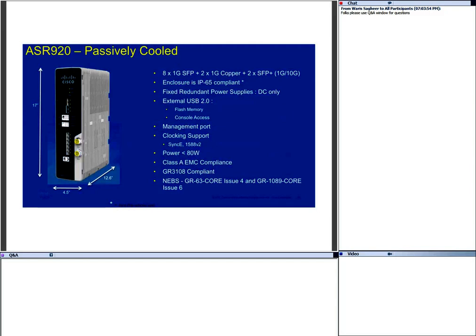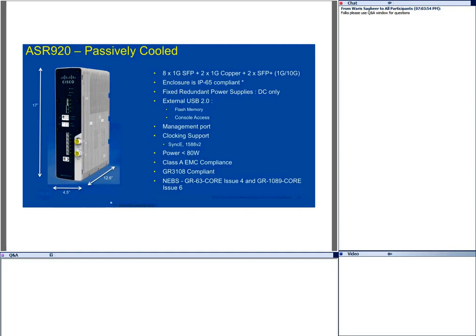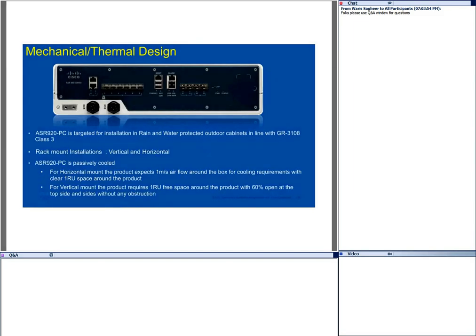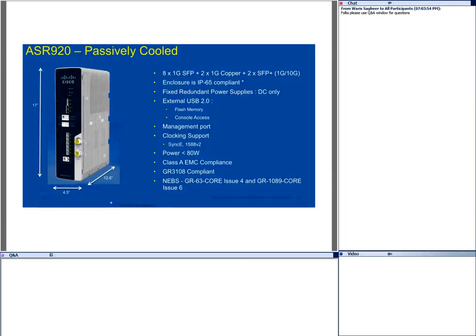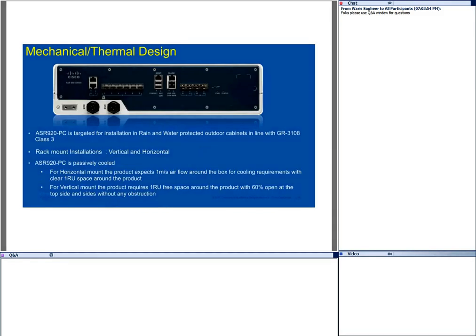So passively cooled, nothing much to add here. It's the same platform. The configuration here is an 8-port 1 GIGI SFP. I think here it makes sense. The left is the 8-port 1 GIGI SFP, and we have 2 1 GIGI copper and then 2 SFP plus 1 gig 10 gig, right? So this is not an IP65 compliant box. The enclosure is of IP65 grade, but you can still see that the interfaces are open, so it still has to go into an IP65 enclosure. That's the reason we have clearly named it as passively cooled, not an outdoor unit, so keep that in mind.